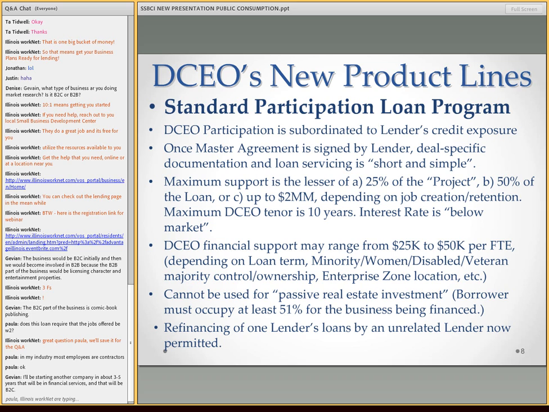By the way, I see one of the questions here. Yes, the jobs do have to be W-2. They can't be contractors.